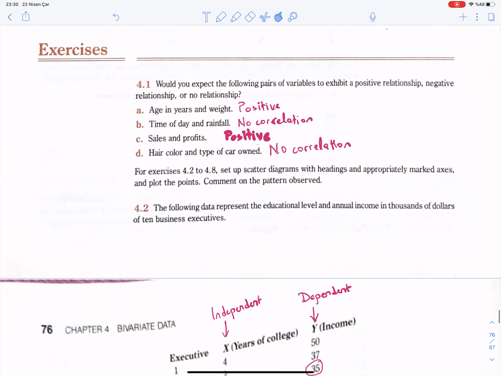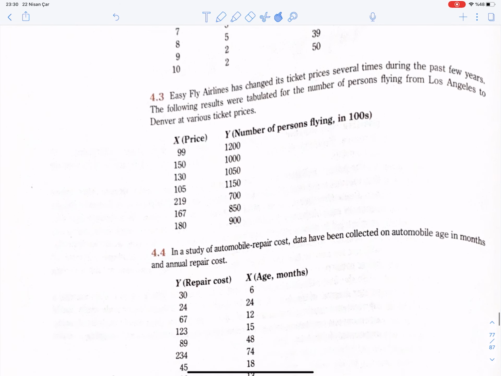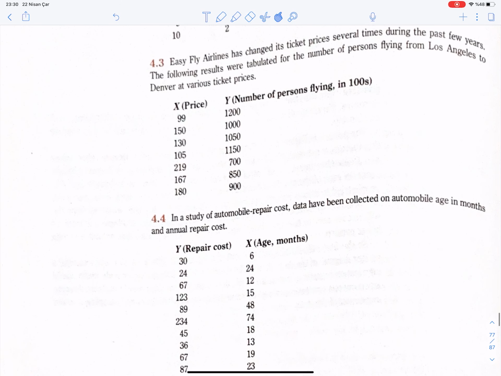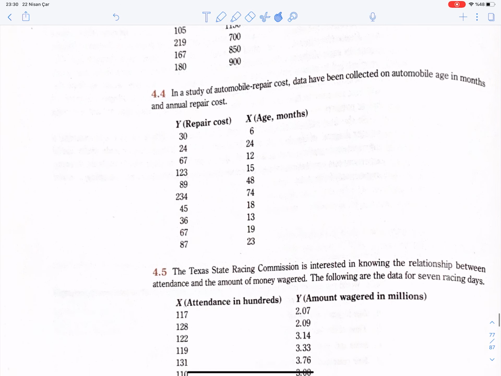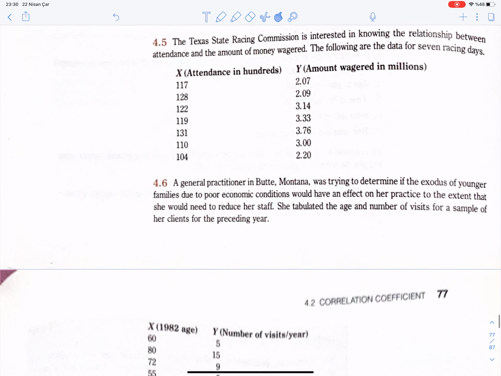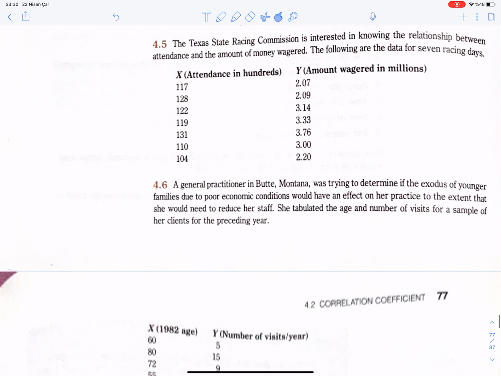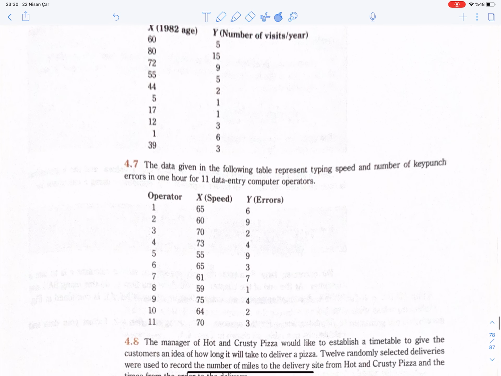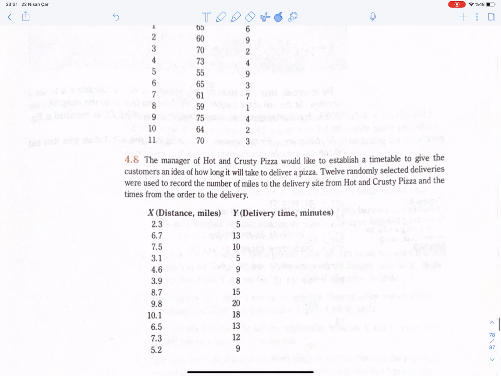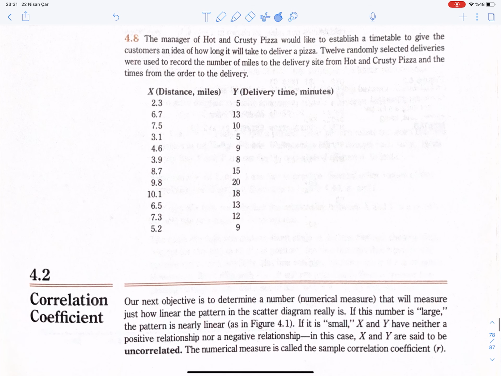Okay, so those are exercises. You may study all this yourself. Okay, you can read all this yourself. No need to spend more time on this anyway. Study all this, read all this. Please read all this data set and try to determine whether there is a positive correlation or negative correlation.